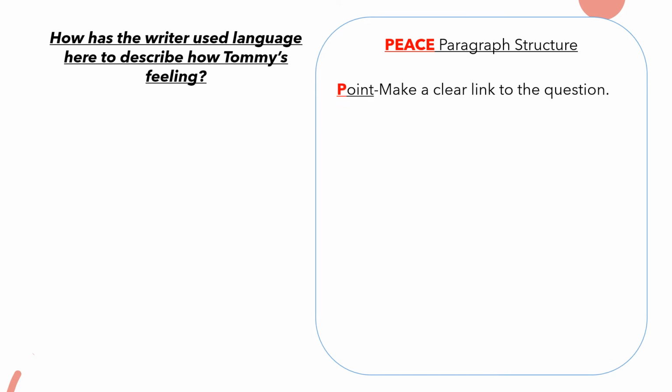First of all, very similar to a lot of other paragraph structures, the P stands for point. The first thing you're going to do when you're writing your paragraph is make a clear link to the question. If you're not mentioning the question, or at least part of it, in your point, then it's not really showing the examiner that you know what you need to speak about. A good thing to do is to use part of the actual exam question in your point, and that also gives you a little bit of time to think about the rest of the question, because you're just recycling part of the question in your own point.